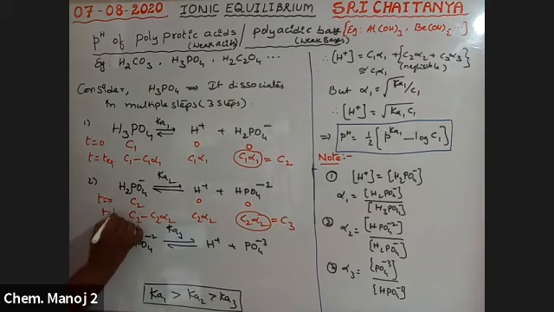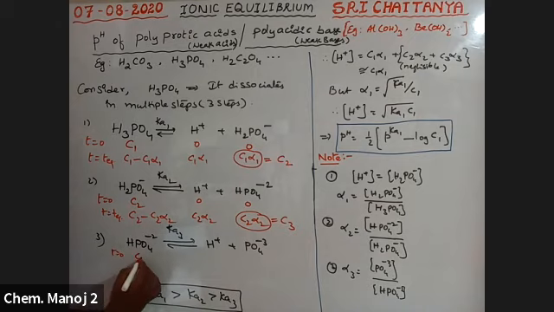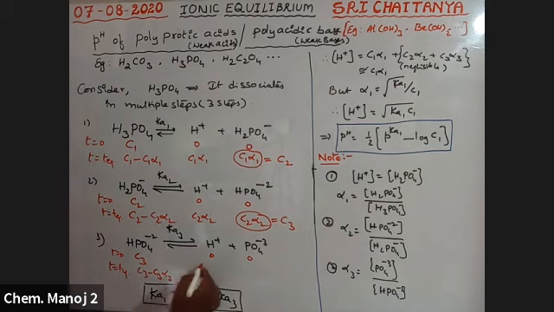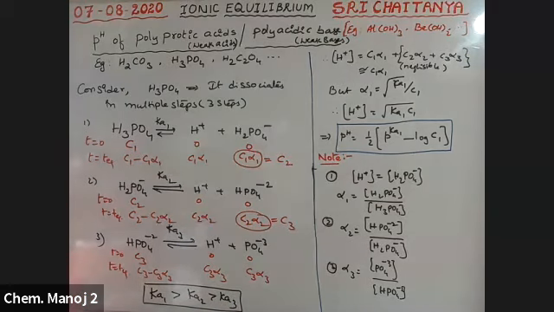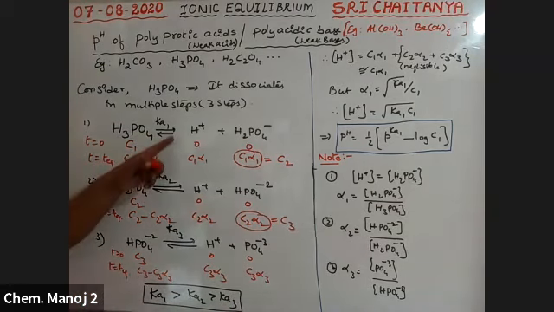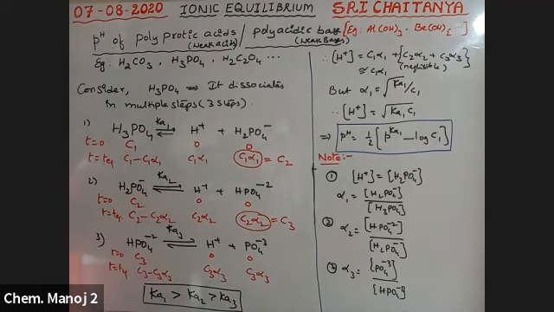Similarly, at t equals 0, it is C3, with products 0 and 0. At equilibrium, C3 minus C3 alpha 3 remains, and C3 alpha 3 of each product is formed. This is the way this acid is involved in step-by-step dissociation.